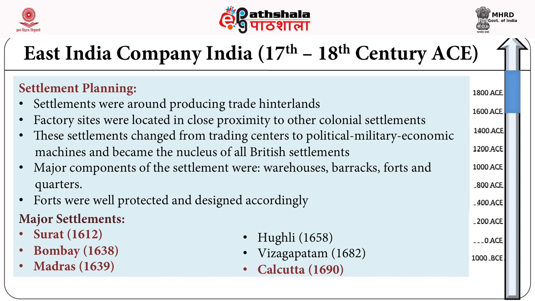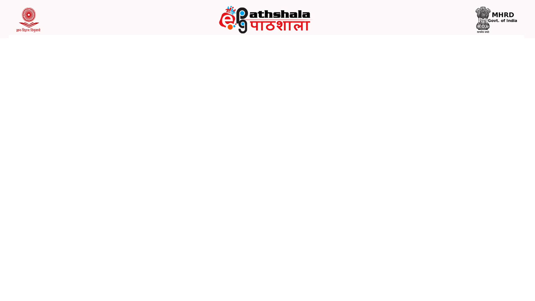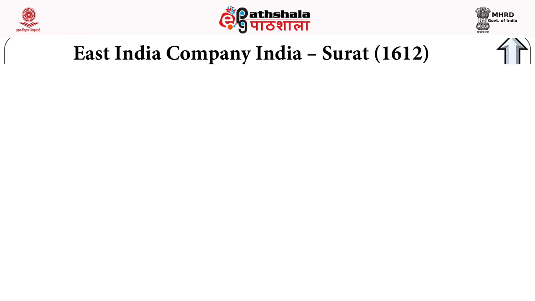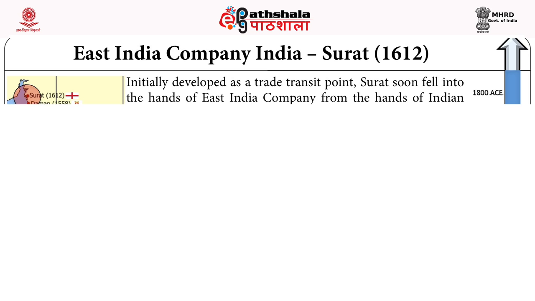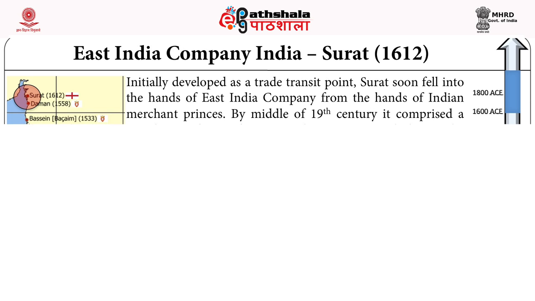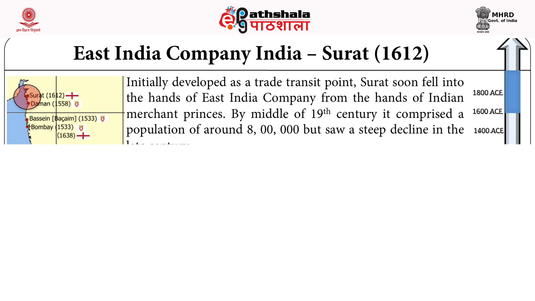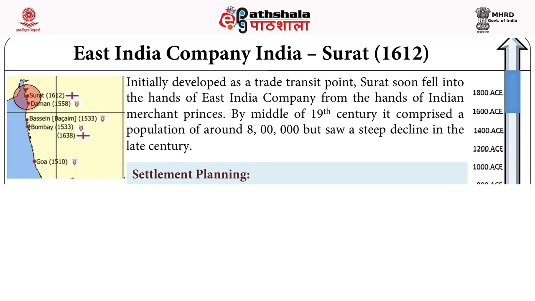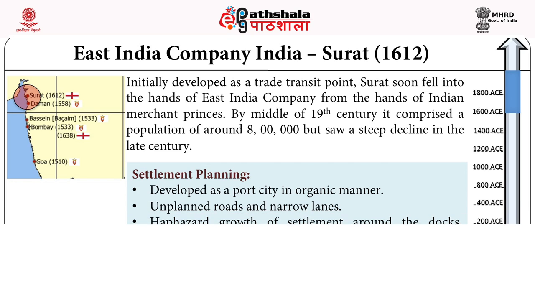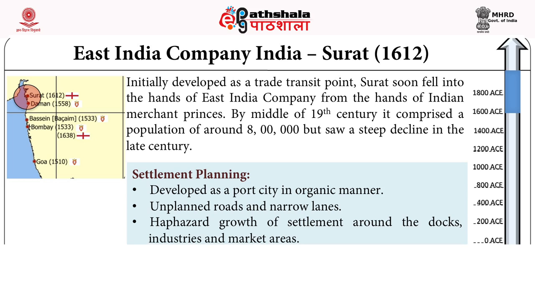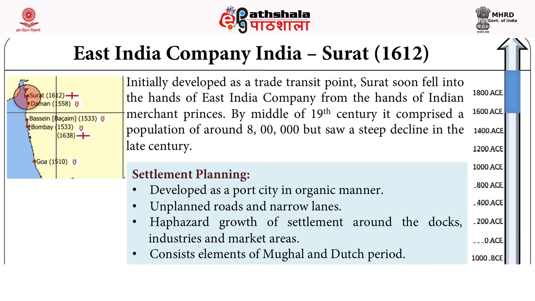So the first settlement which we are discussing is Surat. Surat is along the sea, and initially it was developed as a trade transit point, but Surat soon fell into the hands of the East India Company from the Indian merchant princes. By the middle of the 19th century, it had a population of around 8 lakhs, but saw a steep decline in later centuries. It was developed as a port city in an organic manner.